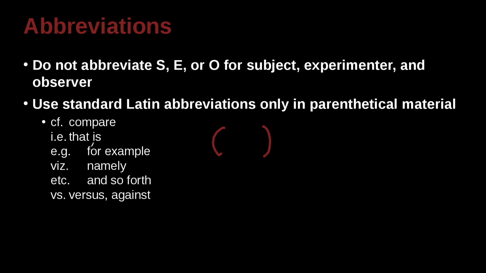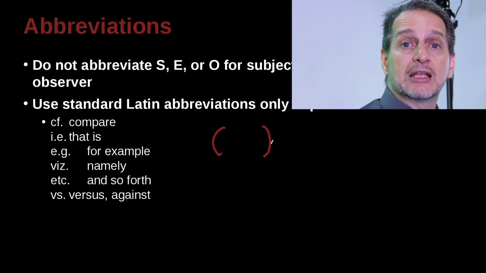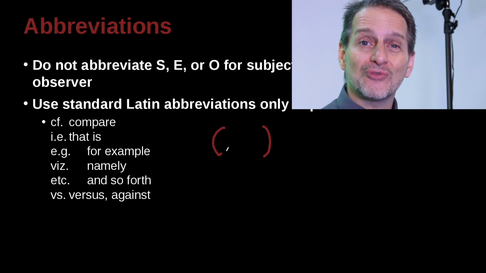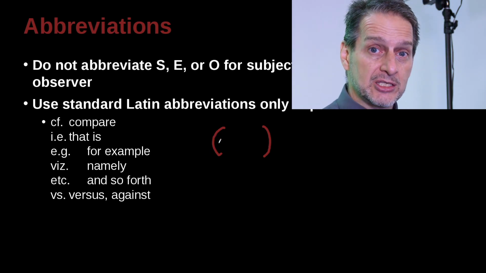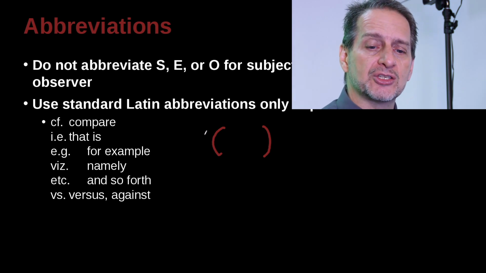E.g., which means for example; i.e., which means that is; cf., which means compare; etc., which means et cetera, and so forth; vs., versus. So you only use these inside the parentheses, not outside the parentheses. Now again, be careful. It depends on your professor, your journal, and the rules you're following for your publication, because I have seen them used outside parentheses occasionally.